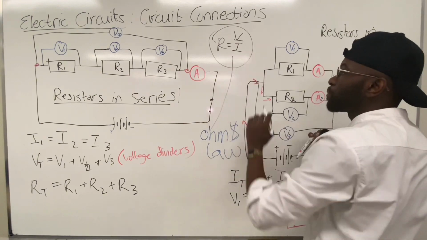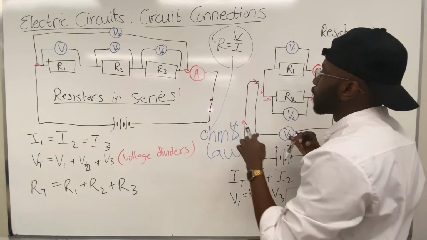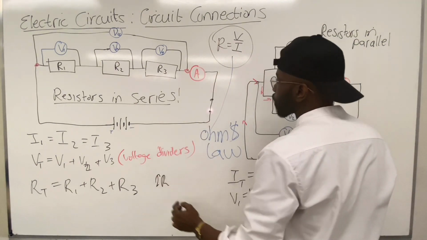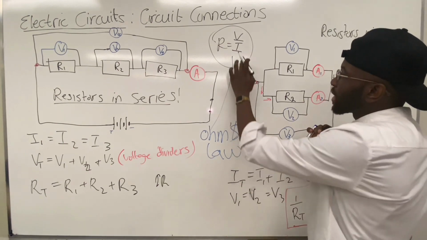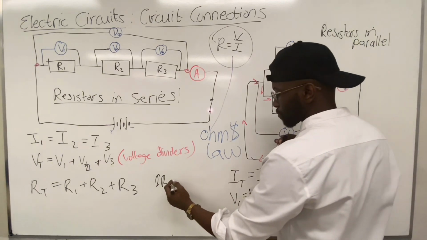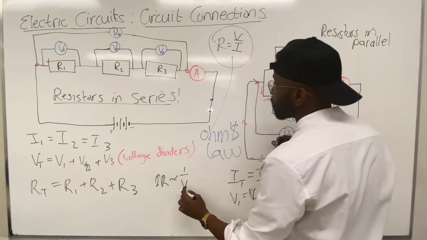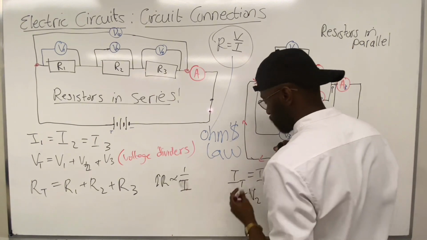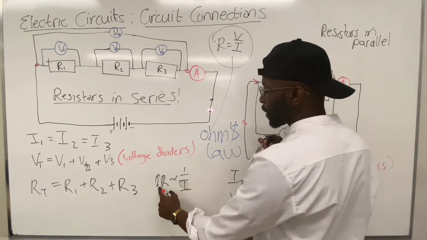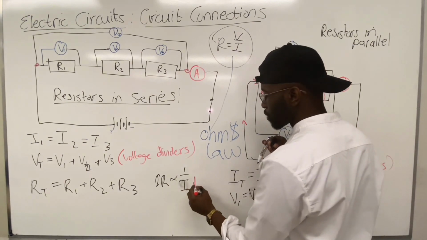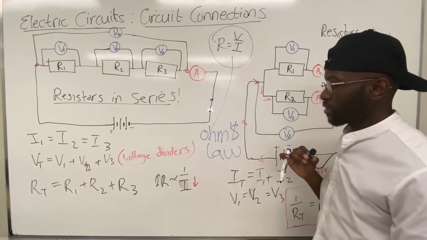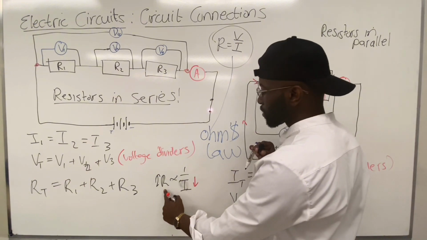Now, if we keep adding more resistors in series, so the resistance increases, we can see that the current is inversely proportional to the resistance. So if we keep adding more resistors, the current will decrease. The current will decrease as we add more resistors.